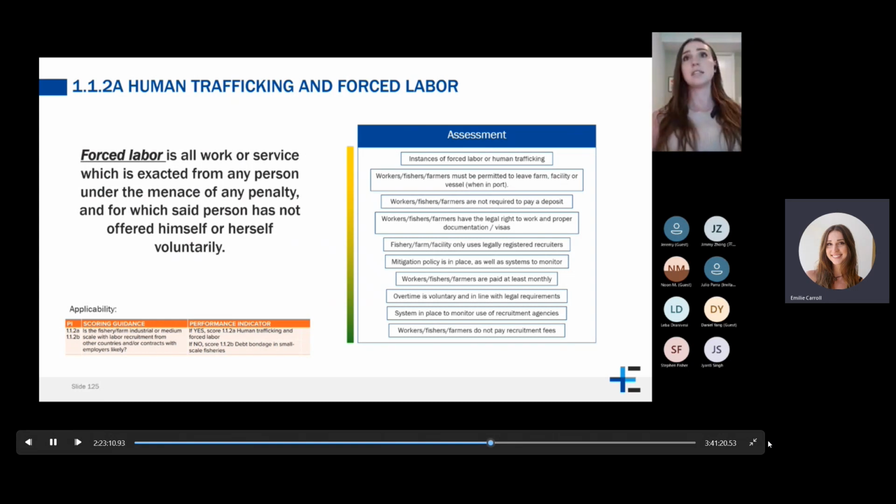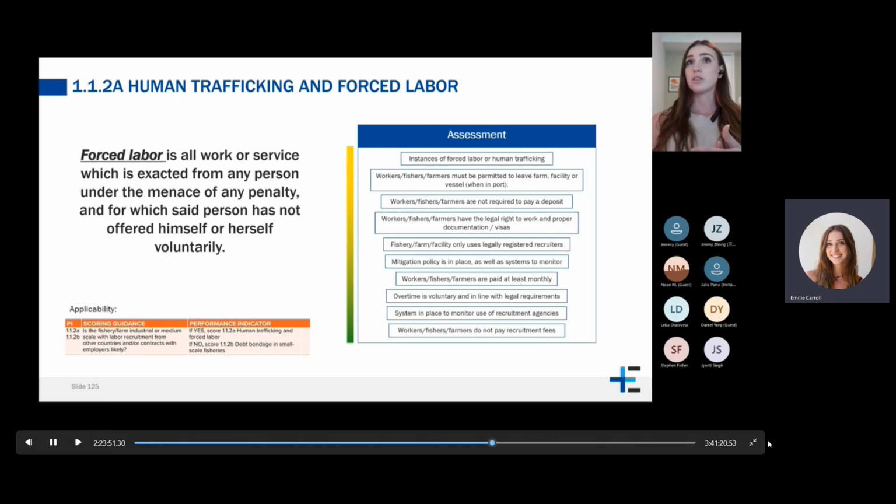So when it comes to the assessment, like I said, in the medium risk level, you're really just looking to see if there's any instances or occurrence of forced labor that could indicate that there's a risk there. So whether or not there's any form of human trafficking, whether they're allowed freedom of movement, so free to leave the vessel when it's at port, free to leave the farm, etc. Here, not required to pay a deposit, so debt bondage. That there's legal right to work for workers, because that can put them at really high risk if they don't have that legal protection as an employee of an employer.